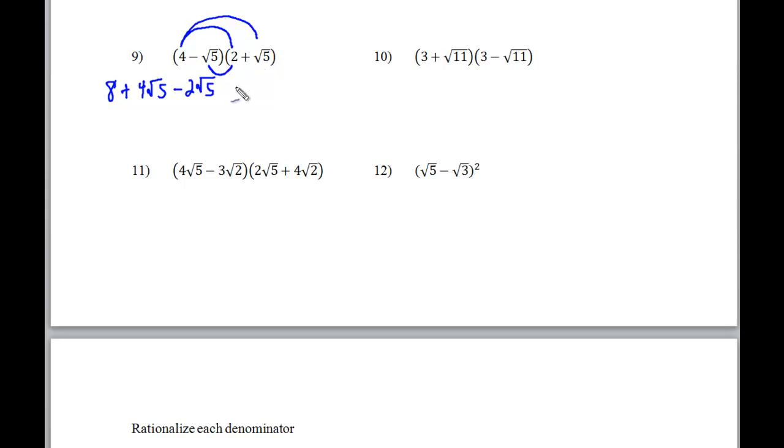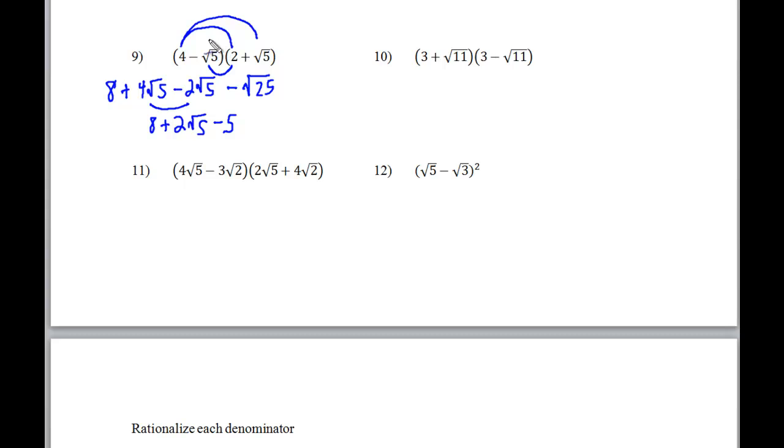negative square root of 5 times positive square root of 5 is negative square root of 25. Now we have some simplification to do. The middle two terms can always get together, so we have 4 square roots of 5 minus 2 square roots of 5, which is 2 square roots of 5. Imagine if this was an x, this would be 4x minus 2x. Now this here is kind of interesting because the square root of 25 is 5.